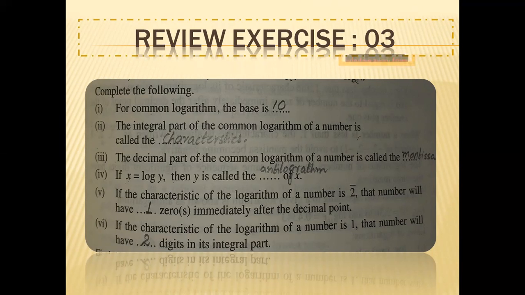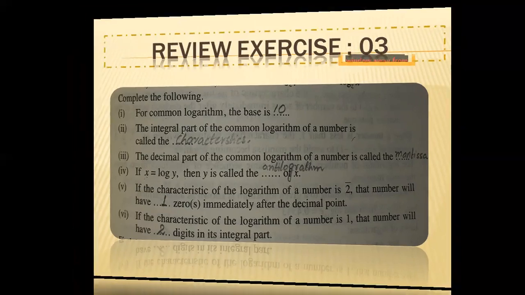If x is equal to log y, then y is called the anti-logarithm of x. If the characteristic of the logarithm of a number is -2, then we put only one 0 immediately after the decimal point. If the characteristic of the logarithm of the number is 1, that number will have 2 digits in its integral part.